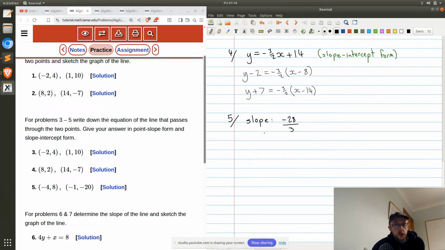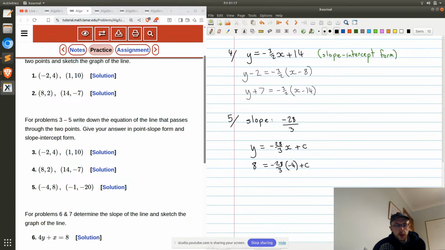So there's the slope for you. And now we want the y-axis intercept. So we just say y equals -28 over 3 x plus c. We pick up our y value of 8 and our x value of -4, and we work out what c is. So 8 right there, -4 right there. And now it's time to work out what c is.